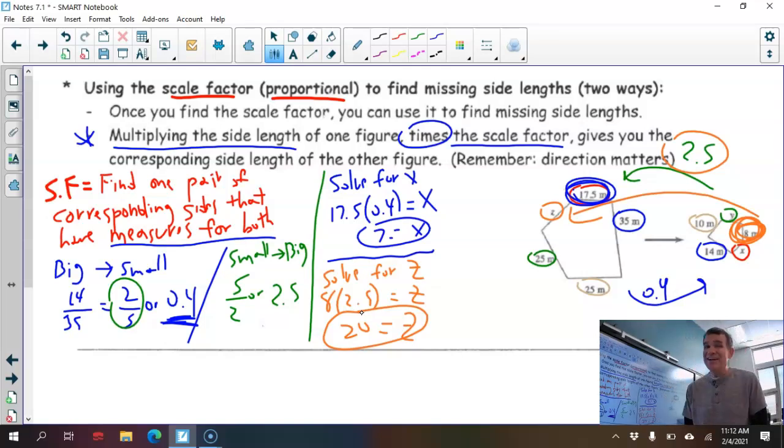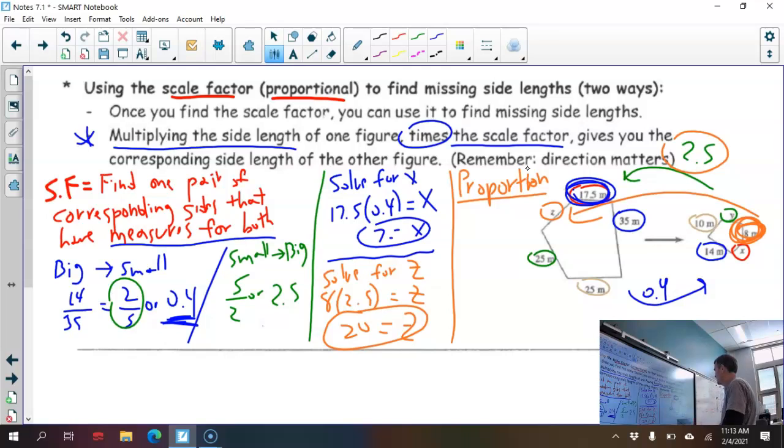Now, I want to show you one other way to solve for a missing side, and I'm just going to set it up because I think it is valuable. Another way to do it is to use a proportion. And when you use a proportion, you set up a fraction equal to a fraction. And you know what? I'm going to do this in the next example where we actually have to do it.